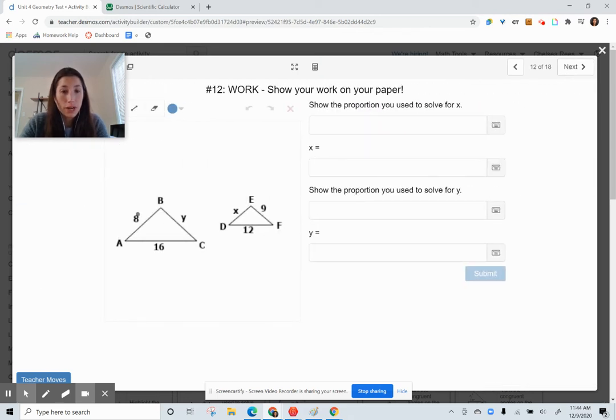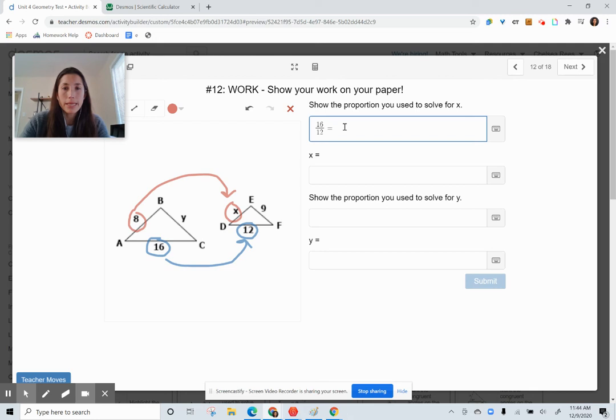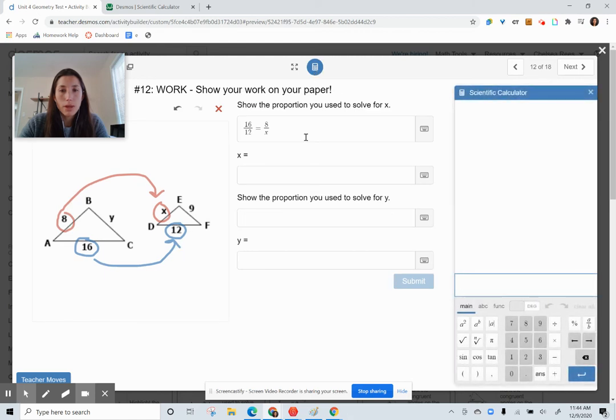Okay, here we're solving for two variables. So I'm going to highlight the sides that are in the same relative position, 16 and 12. So those can go over each other in a ratio. Let's go ahead and solve for x first. So the sides that match up for x would be the 8 and the x. So we could do 16 over 12 equal to the 8 over x. If we multiply our cross products, we would get 16x equals 12 times 8. The 12 times 8 is 96.